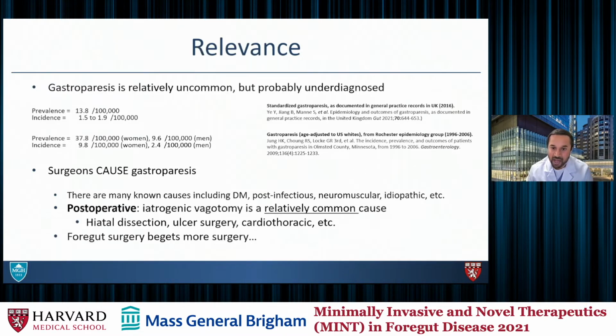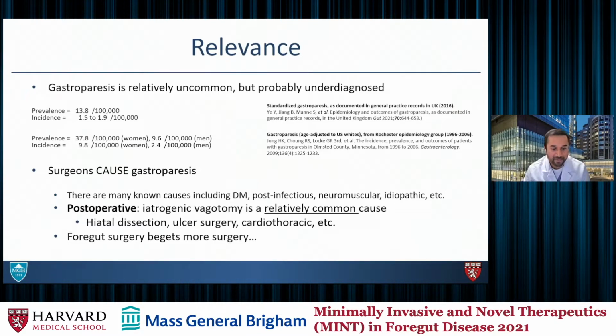Gastroparesis is relatively uncommon, but probably underdiagnosed. In the United Kingdom, the prevalence is around 13.8 per 100,000 patients, and the incidence is 1.5 to 1.9 per 100,000 patients. Here in the United States, the prevalence is 37.8 in women and 9.6 in men, with an incidence of 9.8 versus 9.2 per 100,000 in men.